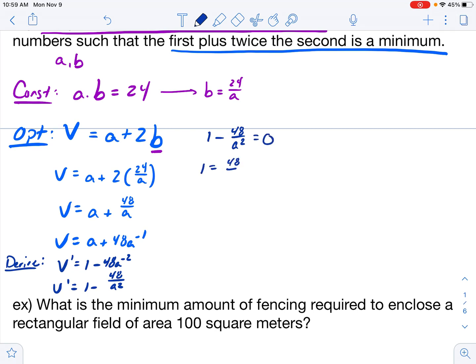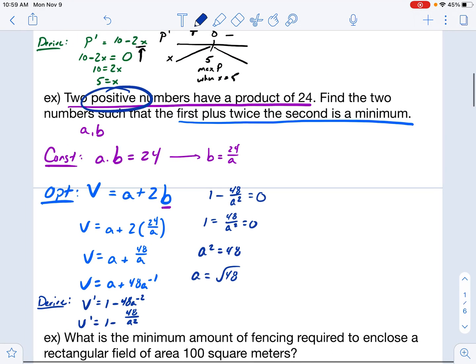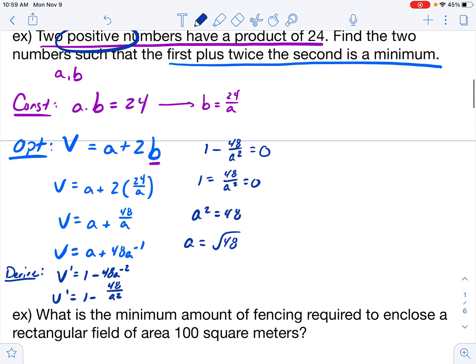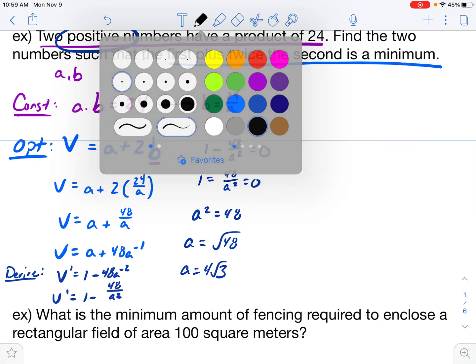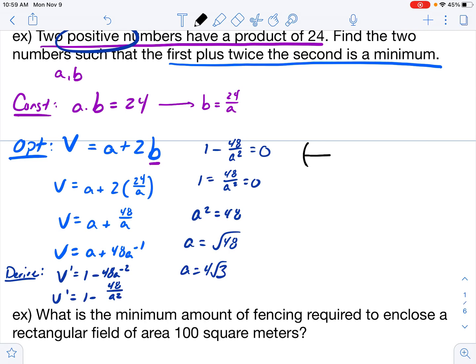I'll add the fraction. I'll multiply by A squared. And taking the square root, A is going to be the square root of 48. Notice we're dealing with two positive numbers, so I'm not going to worry about the plus or minus. And that's 16 times 3, so that's 4 radical 3 if I simplify. Okay? Now to test for max min, my number line, I'm going to cut off at 0 because, again, two positive numbers, so I'm on the open interval 0, infinity.